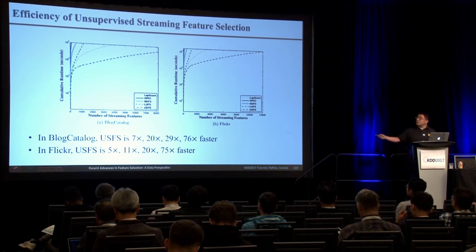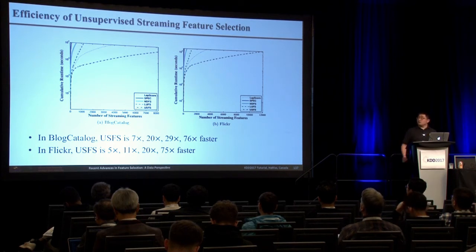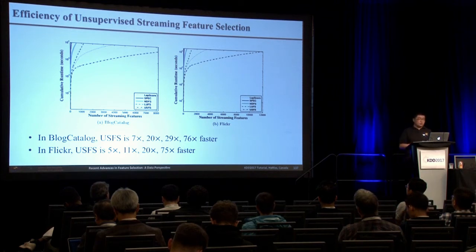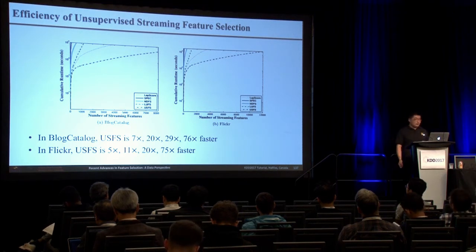We compare the unsupervised method with some state-of-the-art unsupervised feature selection methods, and all these methods are batch mode feature selection methods. So basically, when some new features arrive, we have to apply these methods again. We can see that the proposed unsupervised streaming method is much faster than these batch mode methods.